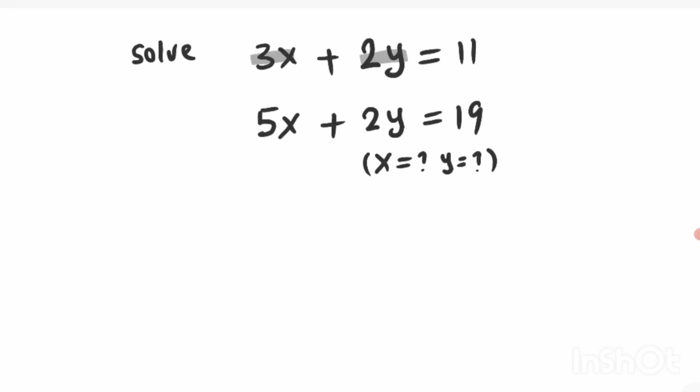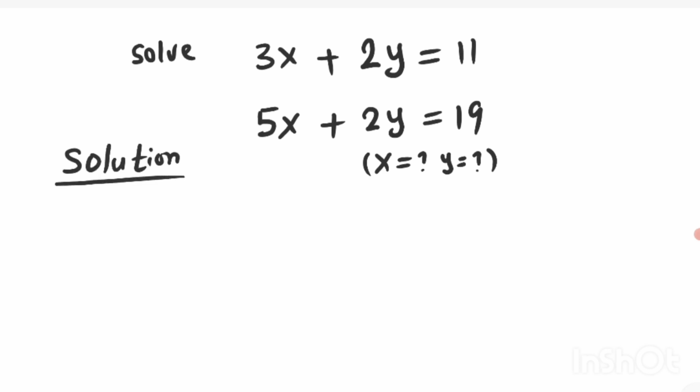3x plus 2y is equal to 11. Then 5x plus 2y is equal to 19. We want to find the value of x as well as the value of y using the elimination method.